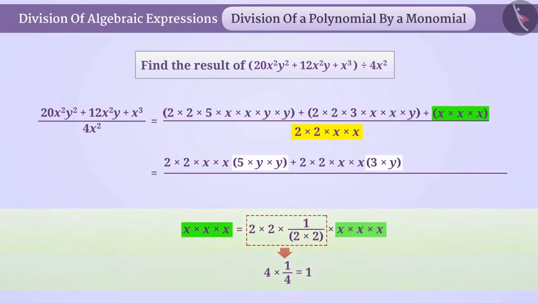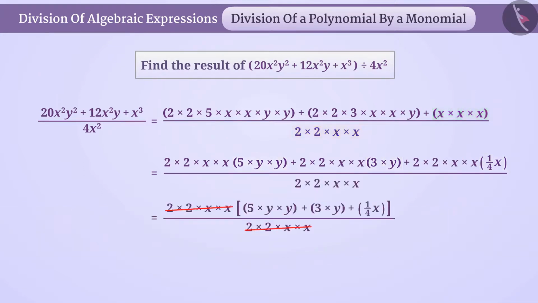Now, we can take 2 multiplied by 2 multiplied by x common from the third term as well. After taking this number common, 1 by 4x will be left in the third term. Now, we can cancel the common factors 2 multiplied by 2 multiplied by x in the numerator and denominator. From this, we will get the result of division as 5y square plus 3y plus 1 by 4x. Let's solve this with another interesting method.